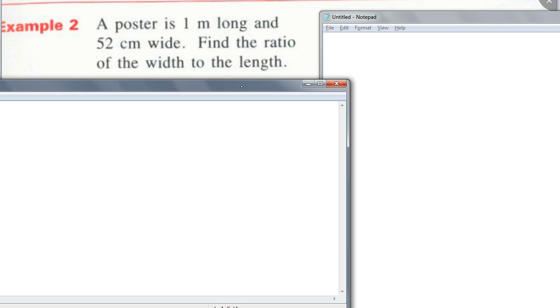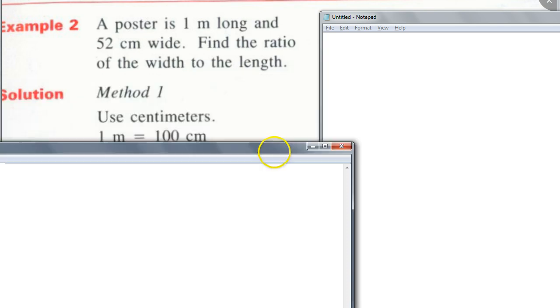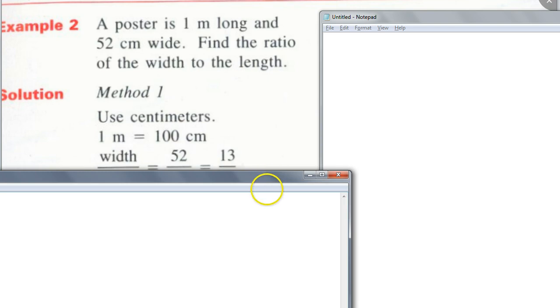So, what is the width? 52. Width is 52. What's the length? 1. So can I do 52 to 1? No, it should be 52 to 100 if you're going to use centimeters. And of course, centimeters are allowed. So it's going to be 13 to 25. How many people got 13 to 25?